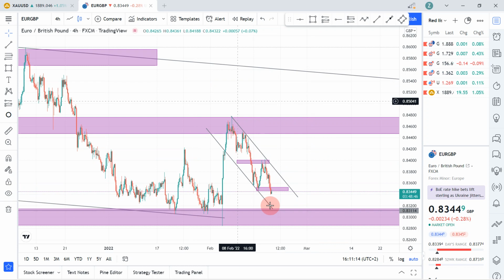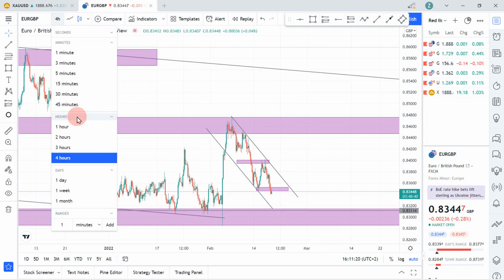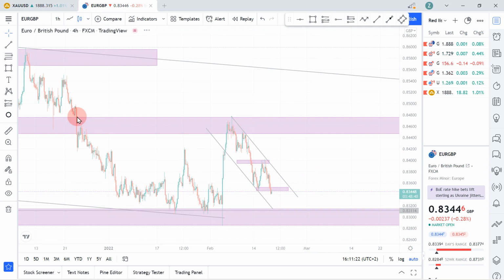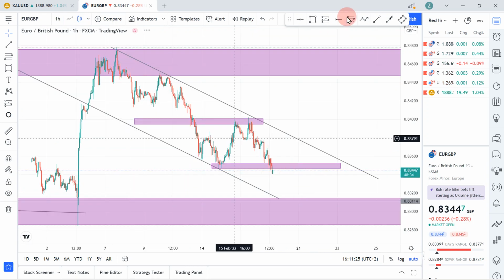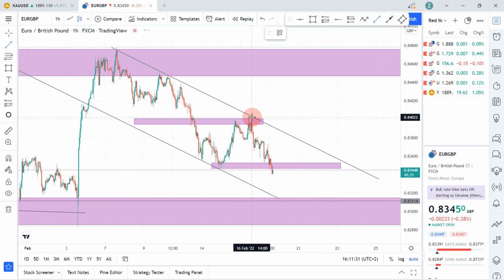And then the next thing I would do is to move to a lower time frame, which is the 1 hour time frame. And on the 1 hour time frame, I also draw trends. So it's trends inside trends inside trends. So 3 trends.